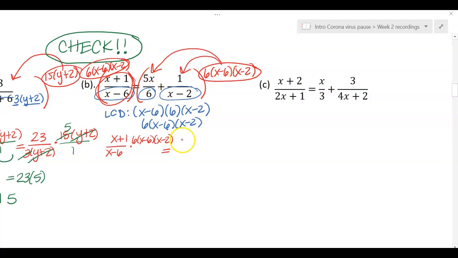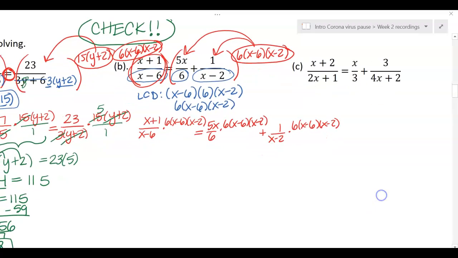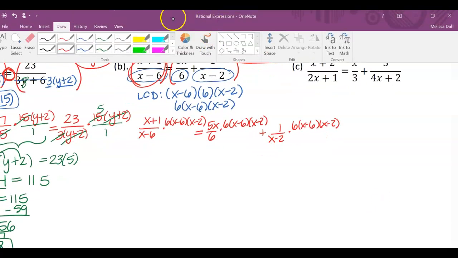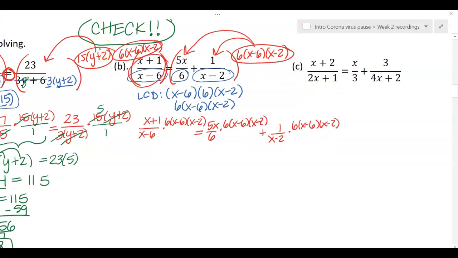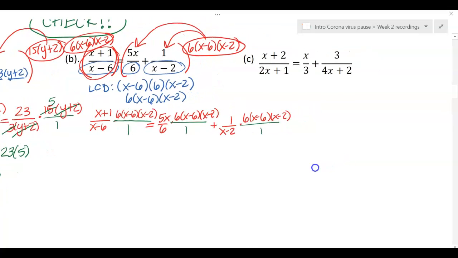It's going to be distributed. So I have 5x over 6 is going to multiply 6x minus 6 and x minus 2. And then I have 1 over x minus 2 that's going to multiply with 6x minus 6 and x minus 2. And now I'm going to go through and see how this simplifies. Again, with goals being that I might still have stuff left in this equation, but hopefully no longer fractions.